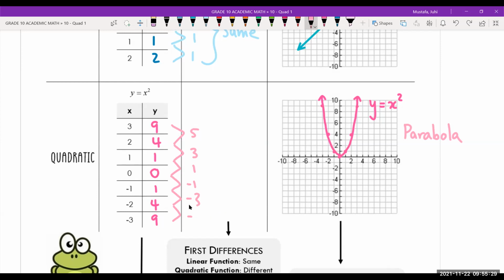What's the biggest point that I'm trying to make here? Are my first differences the same? No. So for a quadratic, we're going to notice that our first differences are going to be different. We're going to be going up by amounts that are not equal. So you're not just going up by 2s, you're not going up by 3s, you're going to be going up by many different amounts.